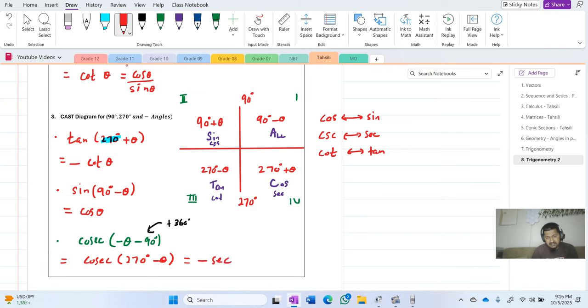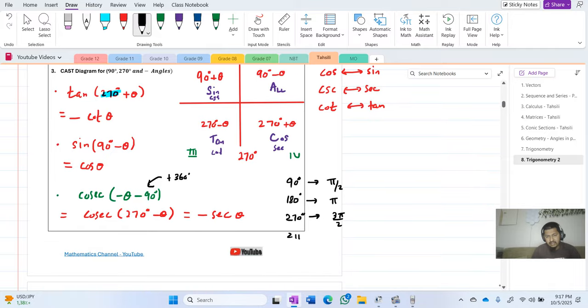Remember, sometimes the angles we can change. Remember 90 degrees is basically pi by 2 radians. 180 degrees is pi radians. 270 degrees is 3 pi by 2 radians. Okay, so that's from degrees to radians, and 360 degrees is 2 pi radians, right? So these are degree angles and those are radian angles, right? So I hope you guys are understanding.